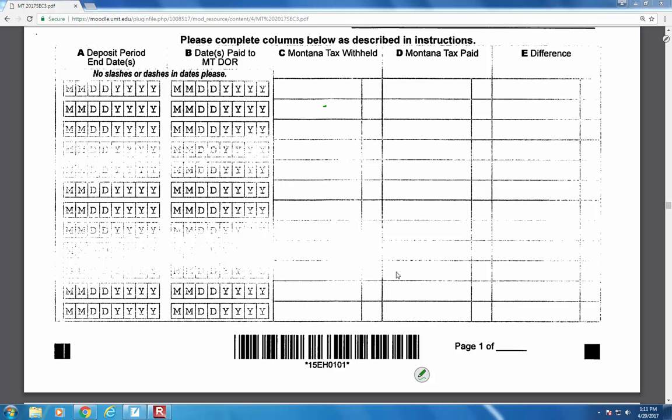And that will also be required for part of assignment number 2. So an MW1 and MW3.